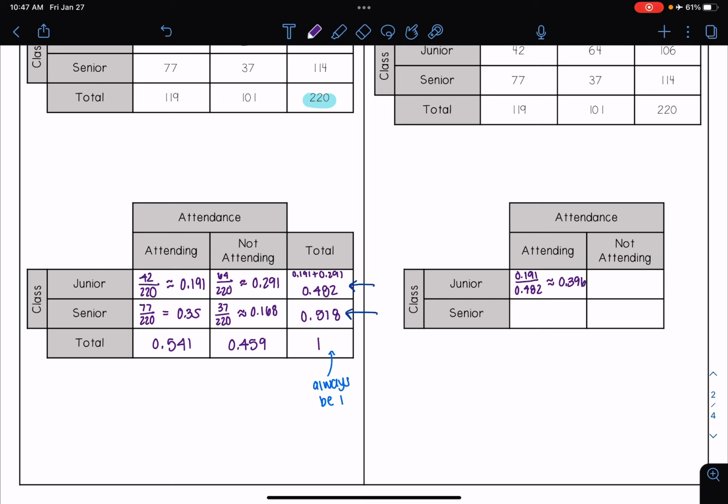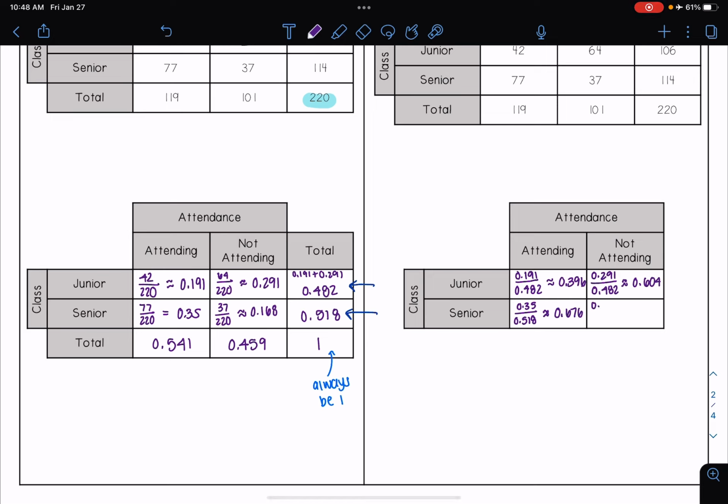Do the same thing with the next for non-attending. So I'm going to do 0.291 divided by that row total, which was 0.482, and I get approximately 0.604. And then do the same thing with the second row. So 0.35 divided by that row total, which is 0.518, and I get approximately 0.676. And then my last one, 0.168 divided by the row total of 0.518, and I get approximately 0.324.